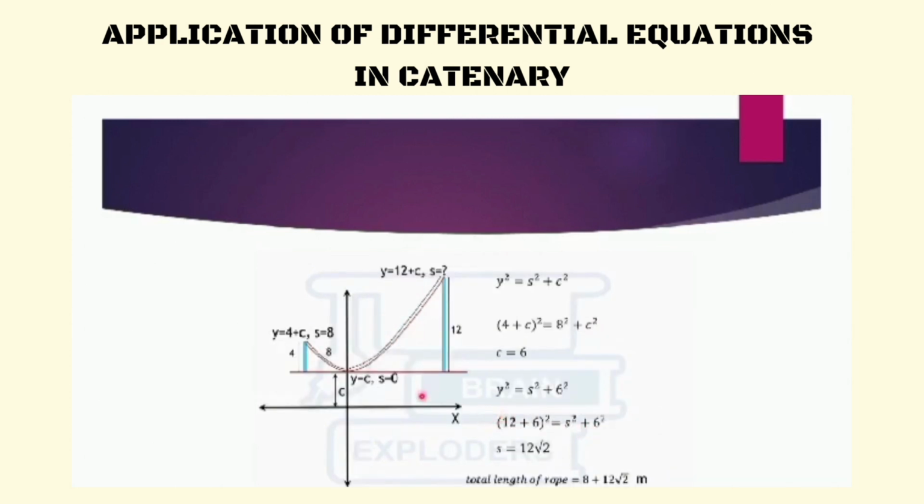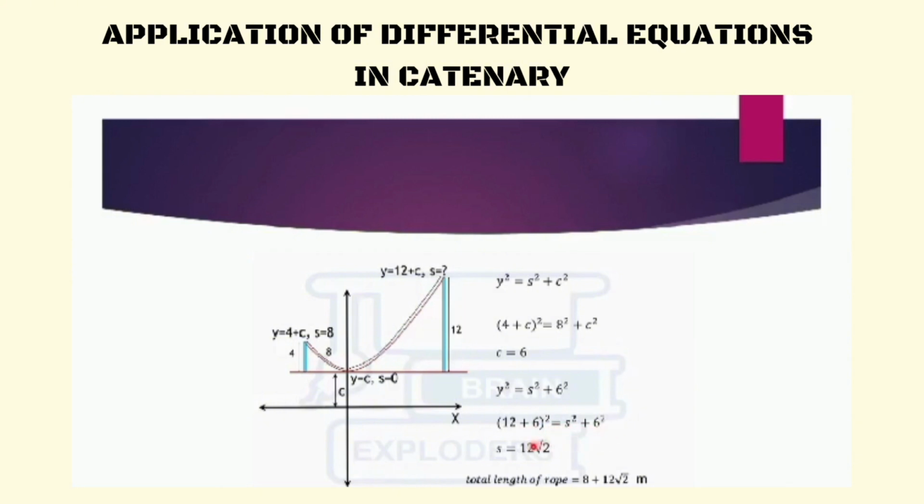Next is to find the value of c. Here we can use y squared is equal to s squared plus c squared, so (4 plus c) squared is equal to 8 squared plus c squared. Using our calculator, we can solve c is equal to 6. So y squared is equal to s squared plus 6 squared; plugging in the value, (12 plus 6) squared is equal to s squared plus 6 squared.